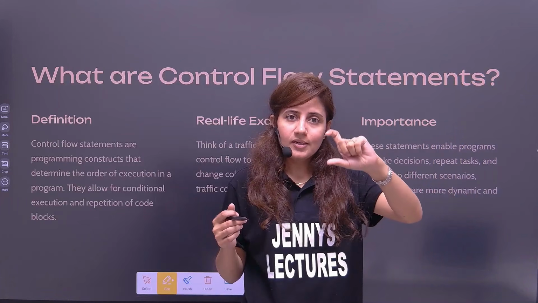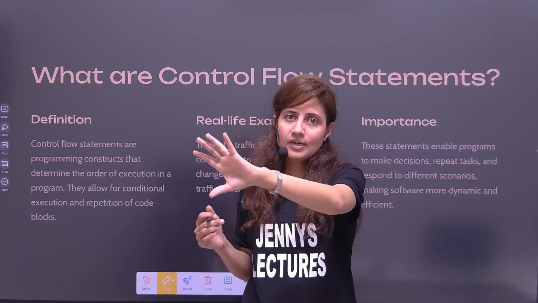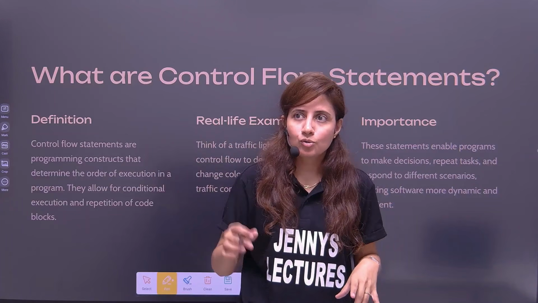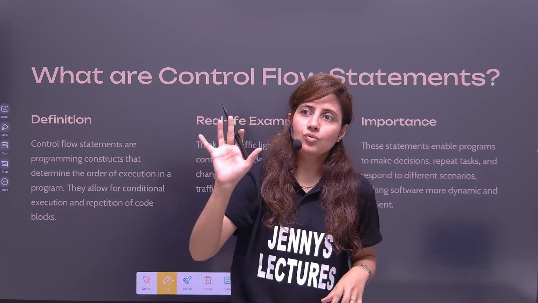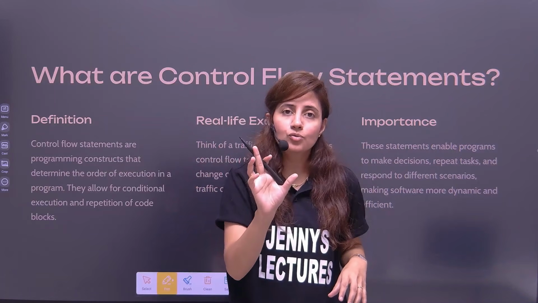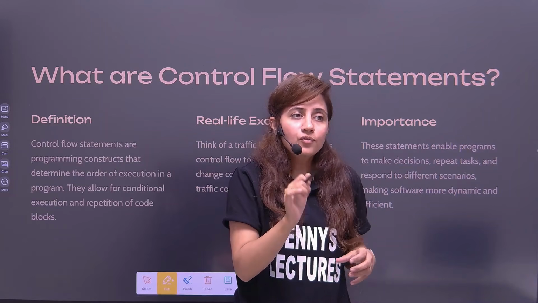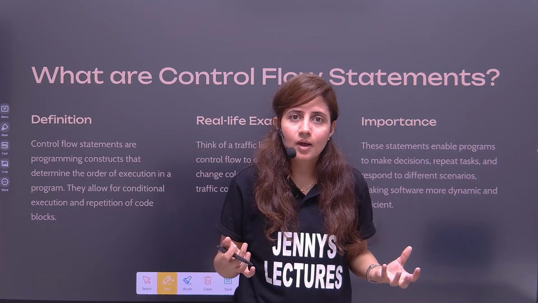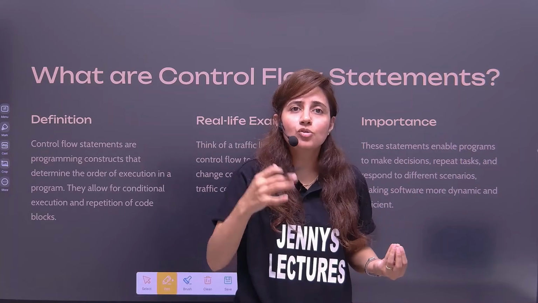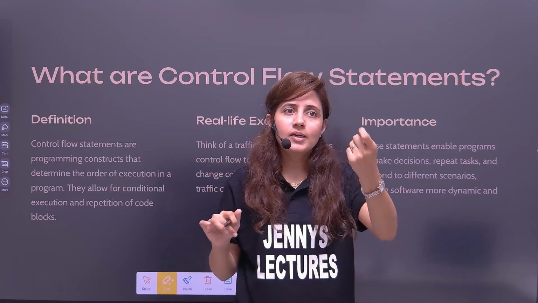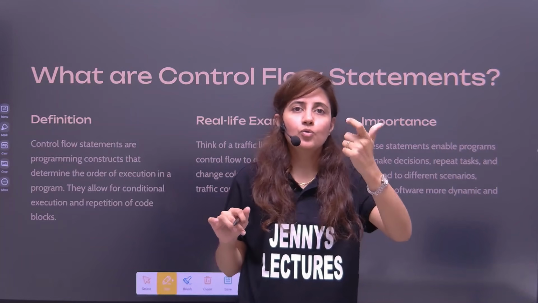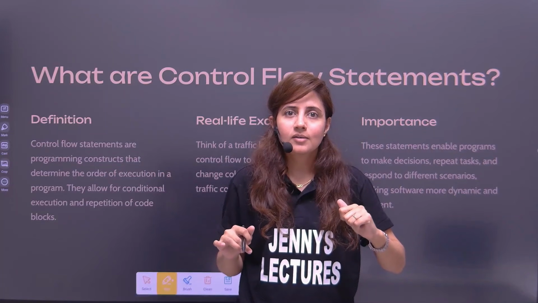When the light is green, you go. When the traffic light is red, you stop. So the signal is going to manage the flow of traffic based on some conditions, such as timing. Somewhere the red signal is for 60 seconds, 120 seconds, or 20 seconds, right?